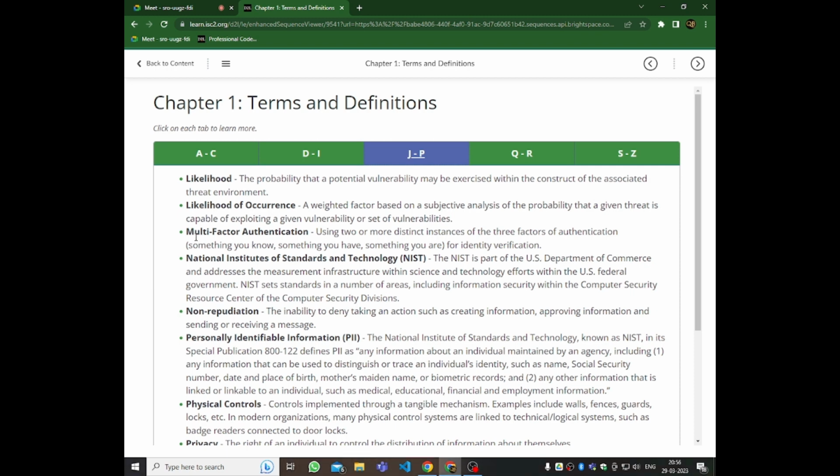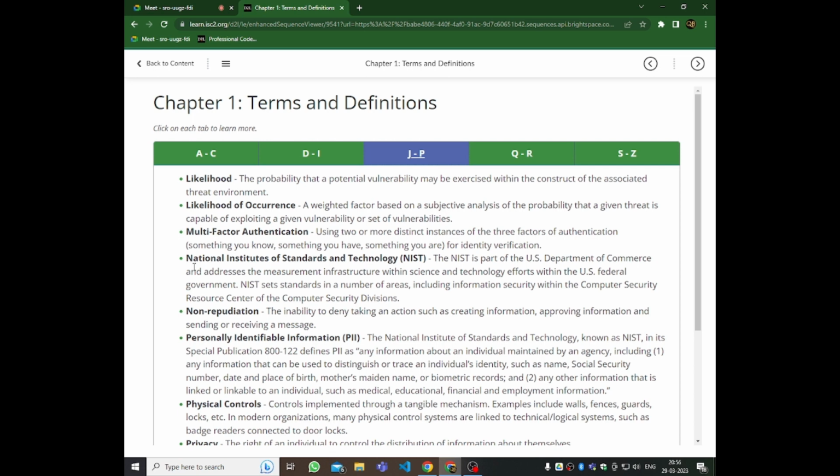Here, multi-factor authentication, using two or more distinct instances of the three factors of authentication: something you know, something you have, something you are, for identity verification.